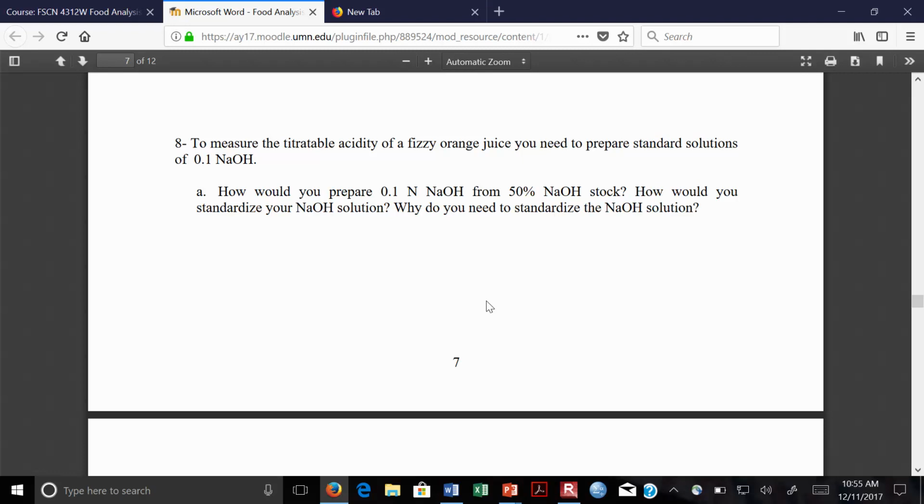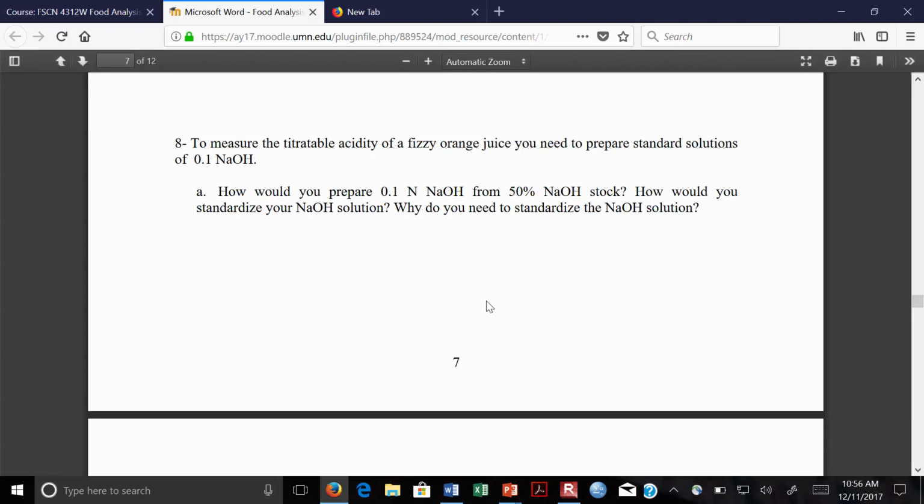So we have here the 12.5 times the volume, equals the 0.1 times 1 liter, which is 1,000 milliliters. Then we solve for the volume. So this is 100 over 12.5, which is 8. So the volume is 8 milliliters. You take 8 milliliters and put it in a 1 liter volumetric flask, and make it up to volume with water.